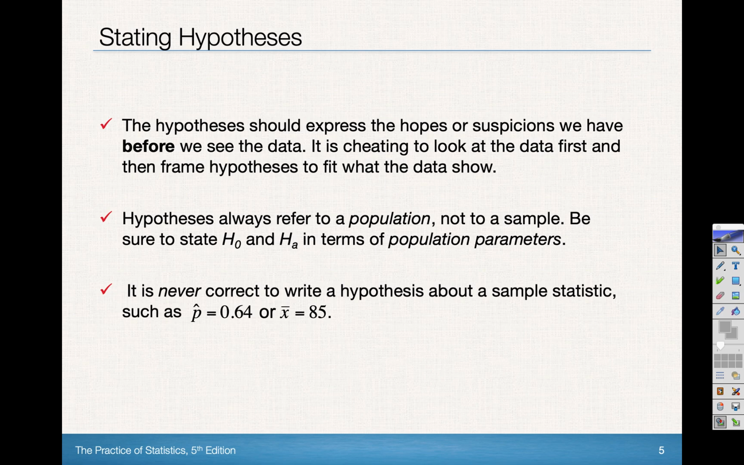The hypothesis should express the hopes or suspicions we have before we see the data, meaning it is cheating if we gather the data and then form a hypothesis based off of the data that we get. That's cheating. Number 2, the hypothesis should always refer to the population, not the sample, meaning that you're going to use either P or mu when dealing with population parameters. You're never going to use P hat or X bar when making hypotheses, because those are characteristics about a statistic or about a sample, and that we can find. We're not estimating a sample statistic, we're estimating a population parameter.